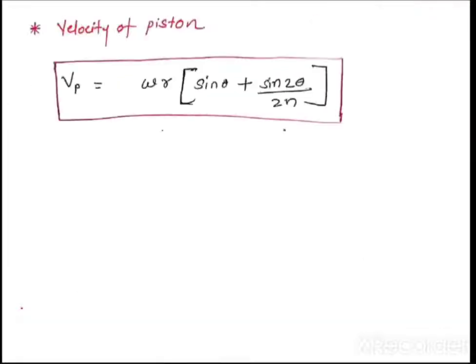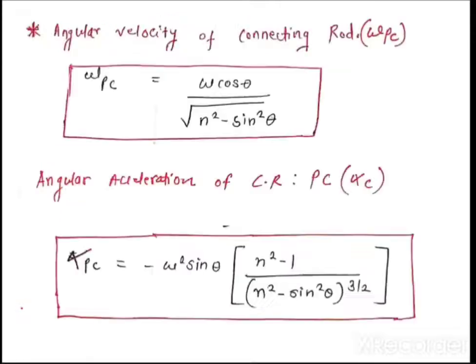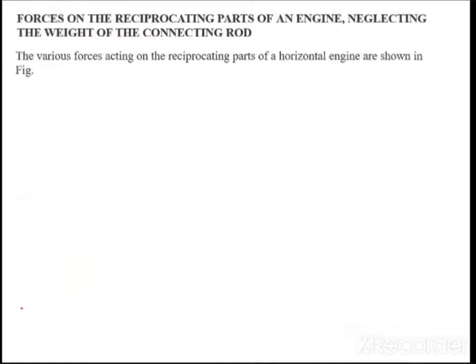Then we derived the velocity of a piston, that is, the linear velocity of the piston along the stroke line PO. Then we derived the formula for the acceleration of the piston, then the angular velocity of the connecting rod, omega PC, and the angular acceleration of the connecting rod. Now today we will understand.